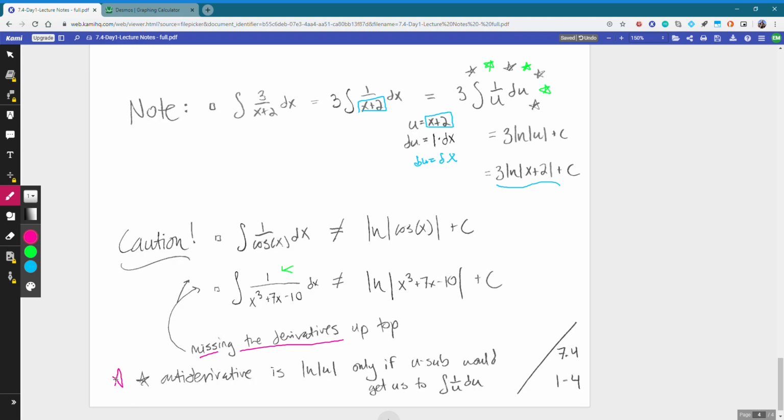And so the point I want to make through all of this is that while we'll be able to, just through getting more comfortable with these computations, take something like 3 over x plus 2 and just say, okay, the antiderivative is going to be 3 times natural log of x plus 2, we want to keep in mind why that is. The reason is that if we did a u-sub, it would get us literally to this form, 1 over u, and that antiderivative is natural log of absolute value of u.